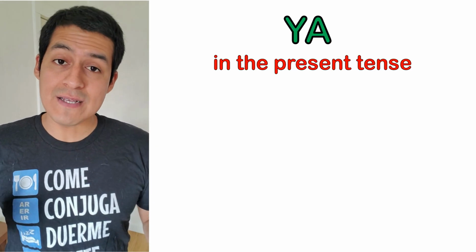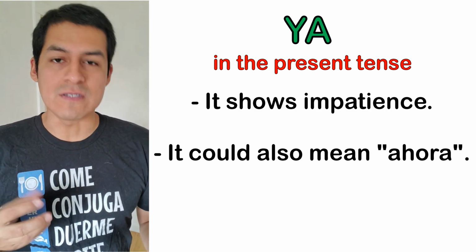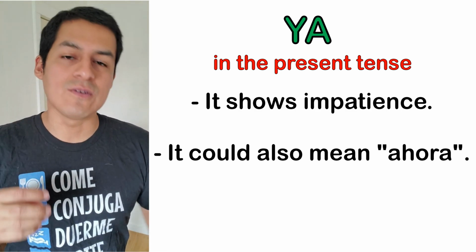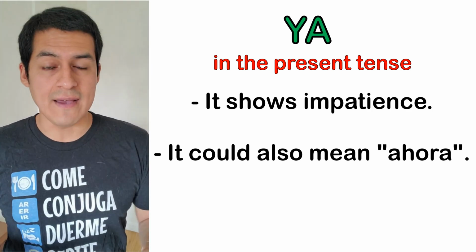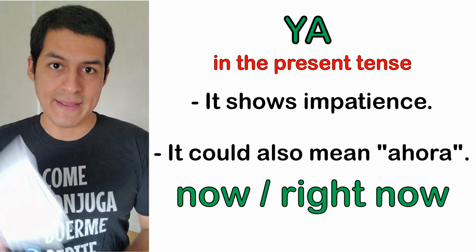Vamos. In the present tense, the word ya could show impatience depending on how you say it. It could show impatience. The word ya in the present tense implies now or right now.